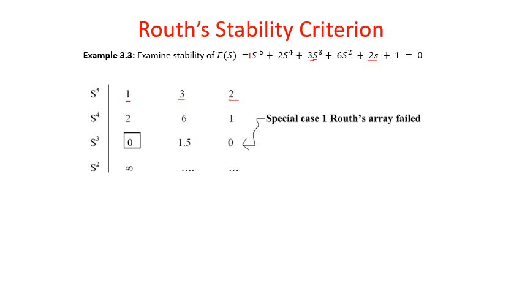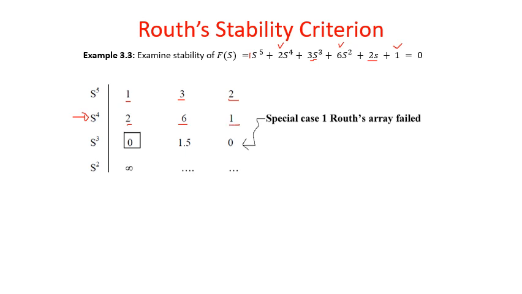Next, for the s^4 row, we have the coefficient 2, we write 2 here. Then you have already written. Next one, write for this one, that is 6. Next for this element, that is 1.